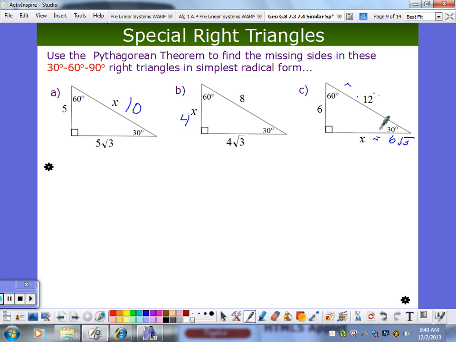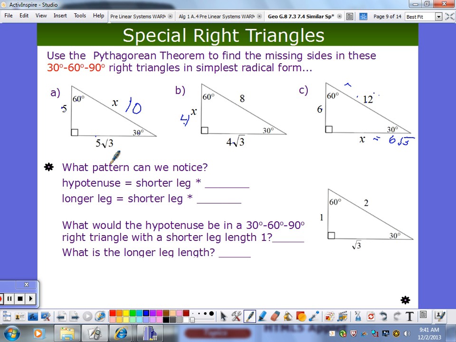Okay, so the side opposite the 30, the smaller side, is half the hypotenuse. Looks that way for all of them. What else can I say about the bigger side, opposite 60? So it's the smaller side times radical 3. Does that work? So the side opposite the 30 is half the hypotenuse. The side opposite the 60 is the side opposite the 30 times the radical 3.